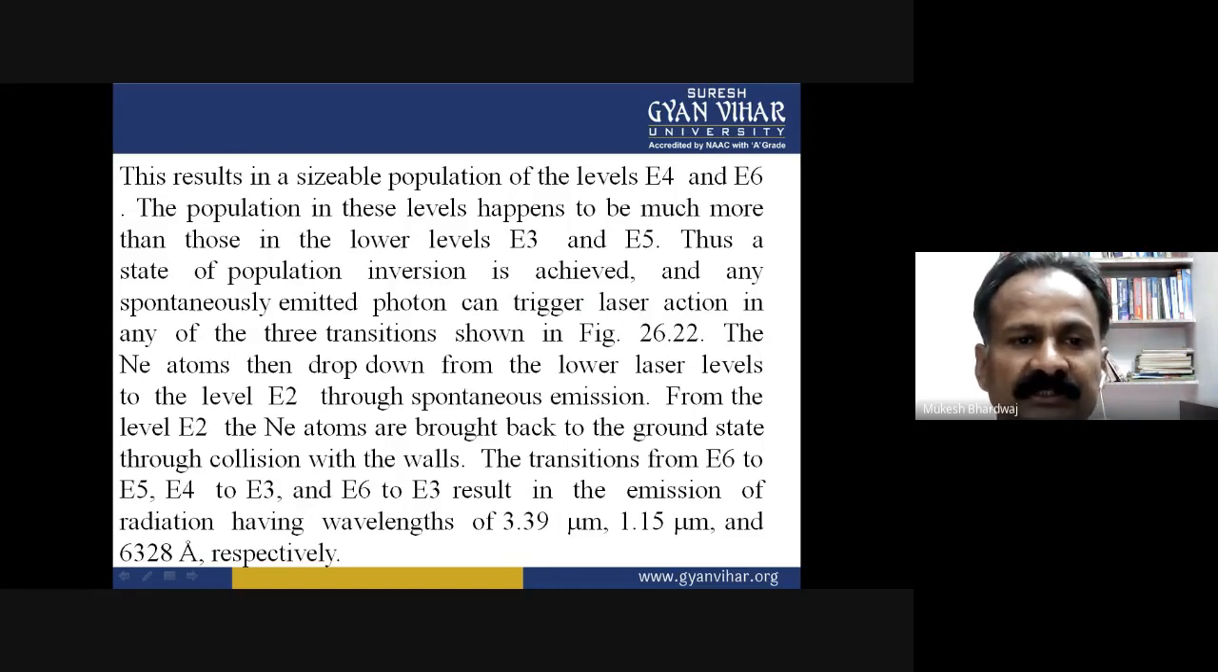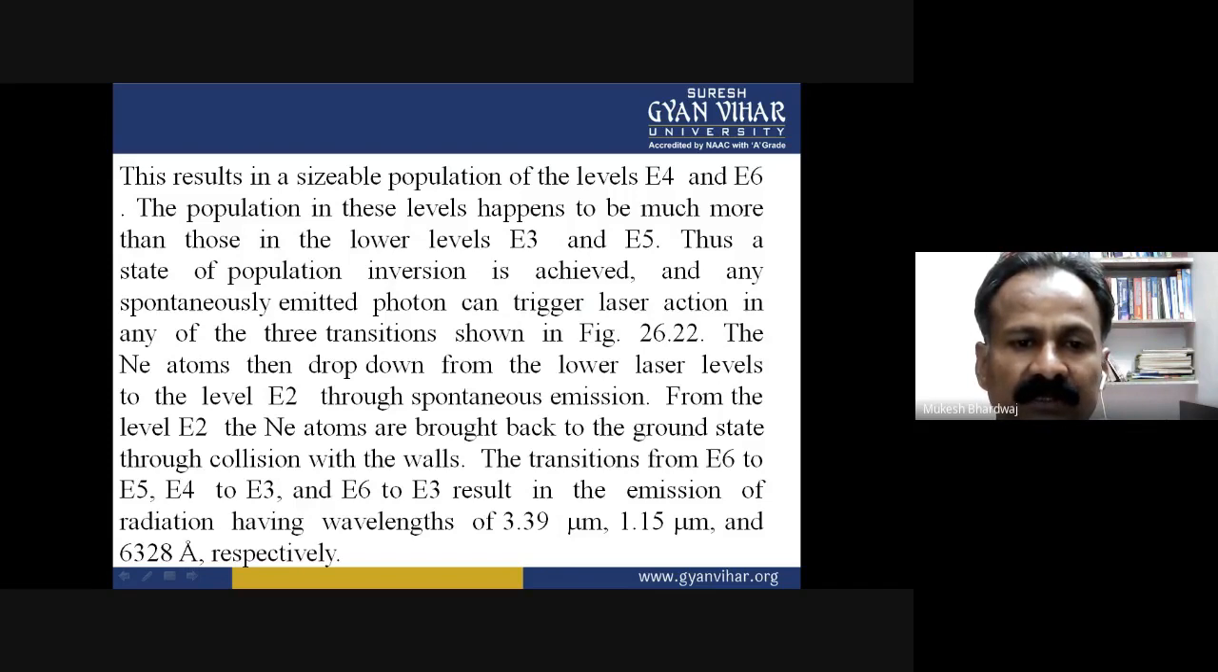The population in these levels happens to be much more than those in the lower levels E3 and E5. Thus, a state of population inversion is achieved, and any spontaneously emitted photons can trigger laser action in any of the three transitions shown in the figure. The neon atoms then drop down from the lower laser levels to level E2 through spontaneous emission. From the level E2, the neon atoms are brought back to the ground state through collision with the walls.